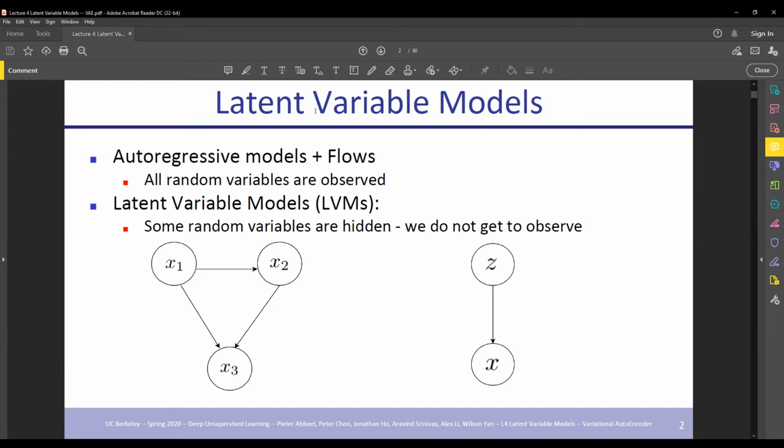So the point with the latent variable models, and again, the overarching goal of the class is obviously unsupervised learning, and this is kind of the third set of techniques we'll be learning. The first was autoregressive, the second is flow models, and this is the third way, if you will, of trying to learn in an unsupervised fashion.